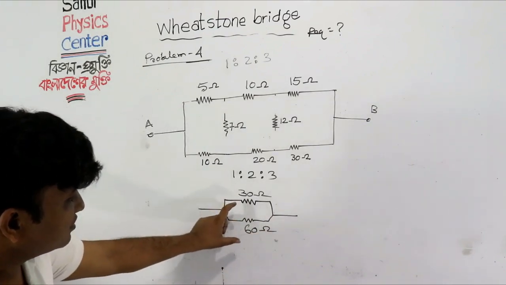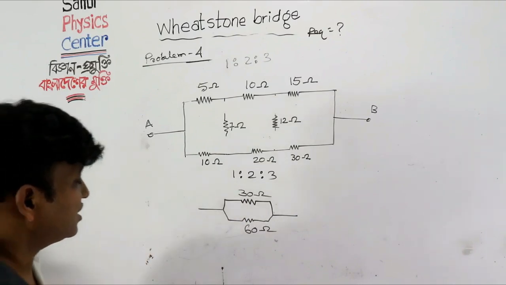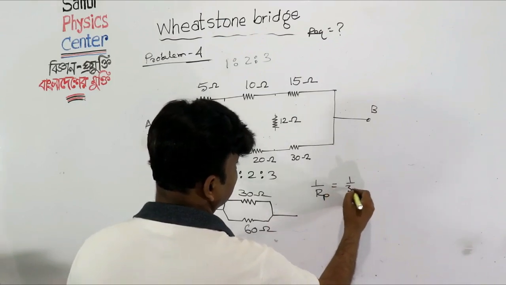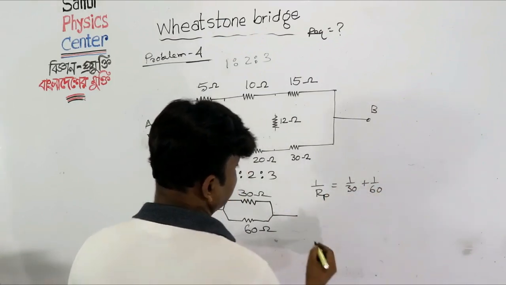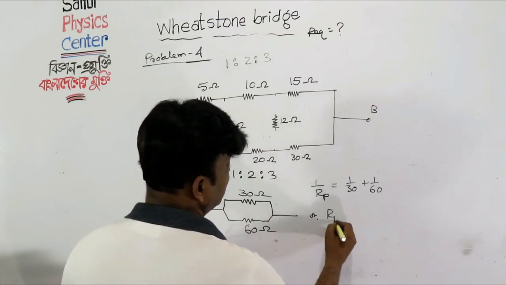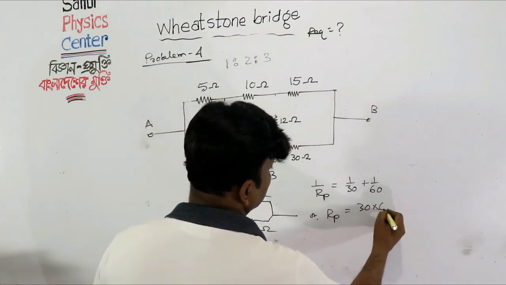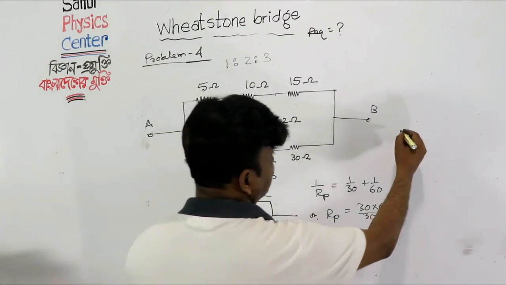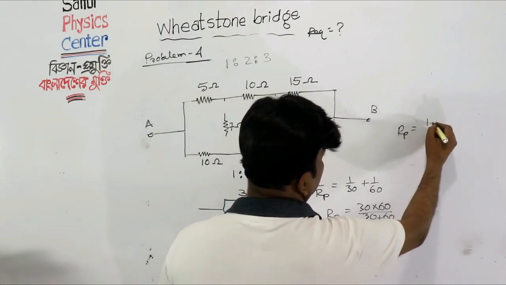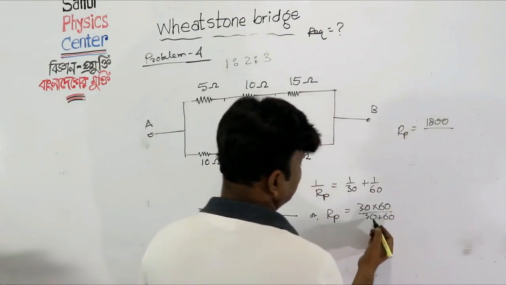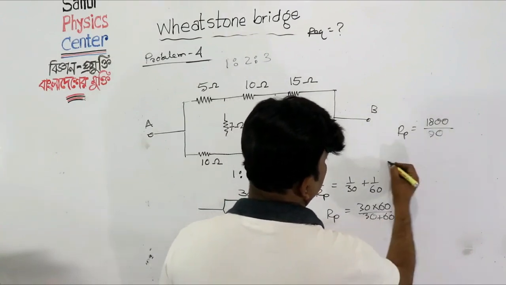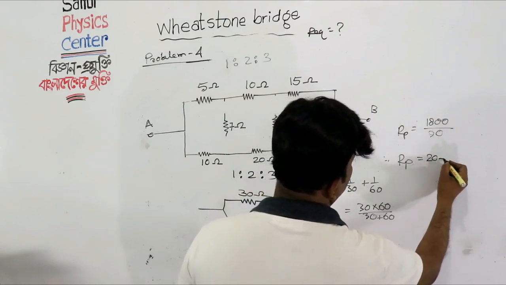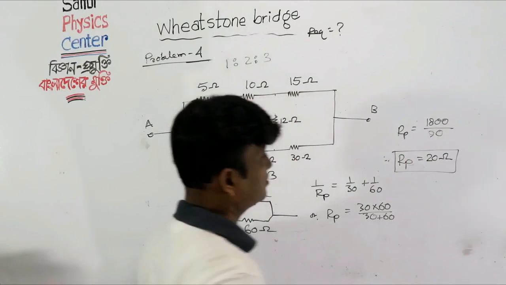Now 30 ohms and 60 ohms are parallel to each other, so their equivalent resistance is 1 by Rp equals 1 by 30 plus 1 by 60, or we can write Rp equals 30 into 60 divided by 30 plus 60. Next we can write Rp equals 1800 divided by 90. So the equivalent resistance of this circuit is 20 ohms.